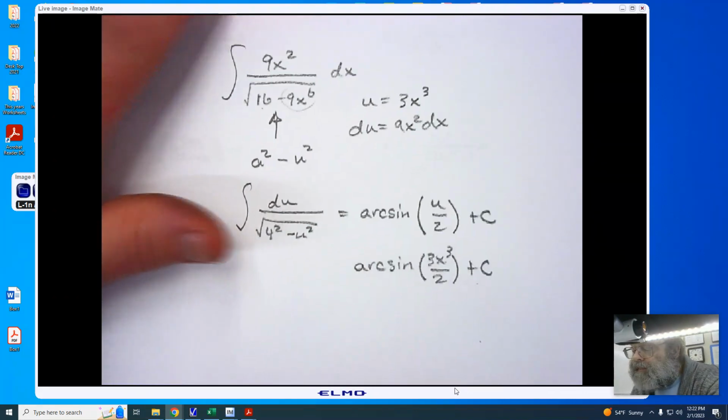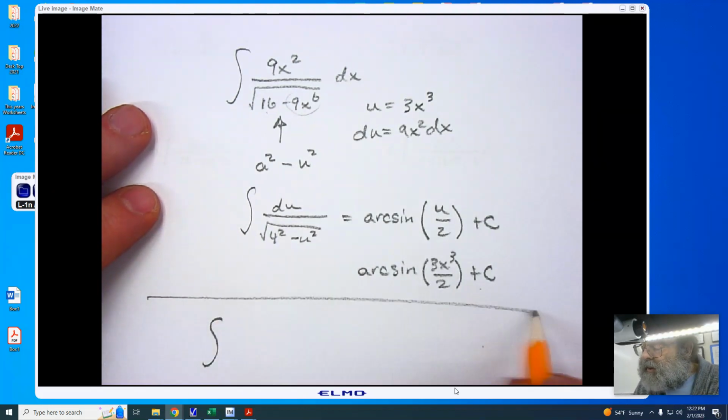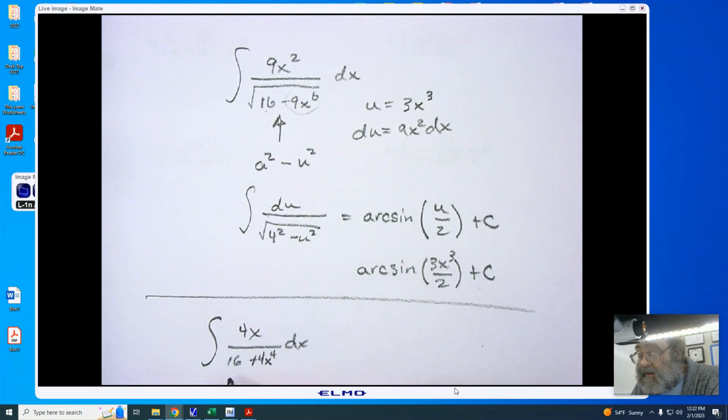Let's take a look at number 4. The integration for 4x over 16 plus 4x to the 4th dx. So once again, this looks like it's going to be a squared plus u squared, which means I want to find my u as the square root. U is the square root of 4, which is 2, and the square root of x to the 4th, which is x squared. Notice that du is then 4x dx, and that's what we have in our numerator here.